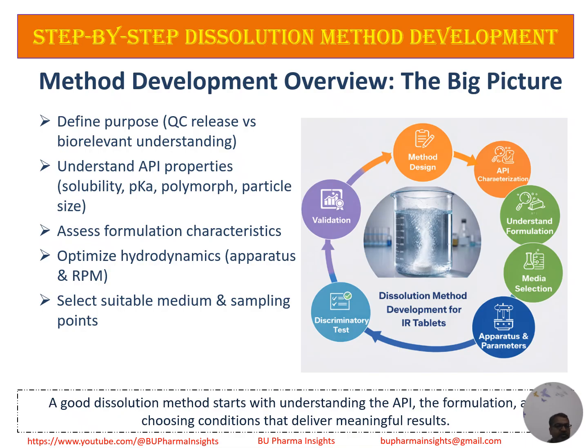Method development should follow a structured approach. First, define the purpose. For example, QC release versus biorelevant understanding. Then understand API properties. For example, solubility, pK, polymorph, and particle size. Then assess formulation characteristics and then optimize hydrodynamics. For example, apparatus and rotation speed. And also select an appropriate medium and sampling points. This structure ensures the dissolution method is fit for the purpose, not just compliant.